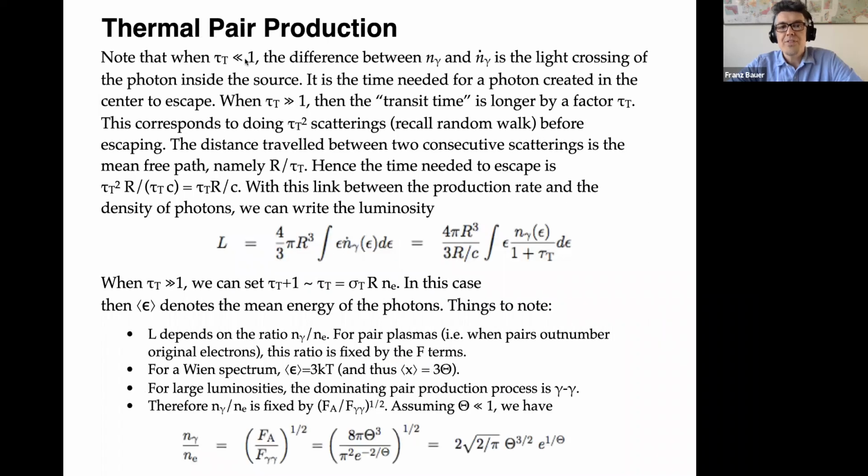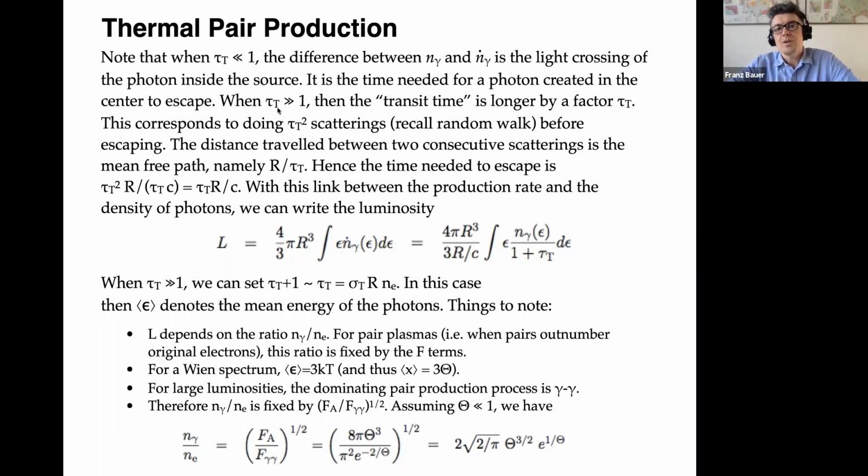And so if tau is much less than 1, then the difference between this and this is simply the light crossing time inside the source. And so you will create a photon, say, in the center, and you need some time for it to escape. That's all. And that'll be the difference between the total number and the increase. Is just you have a number here, and if you wait for light crossing time, you will have another photon that comes across.